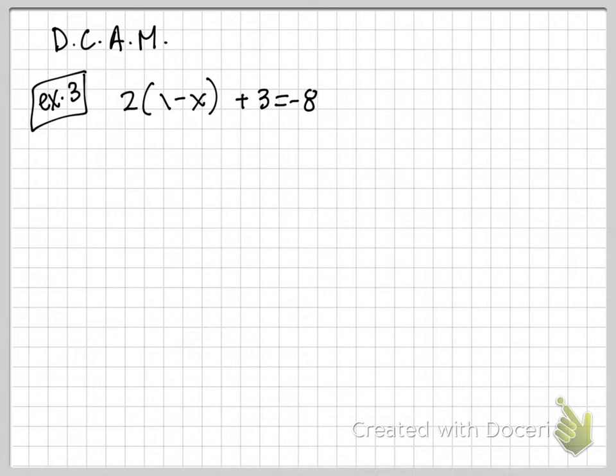Zegan, I would take 3 off of each side, right? You could do that, but according to our DCAM, what should we do first? Do the parentheses first, right? Do the distributing first. You could subtract 3 from both sides, but I'm going to have us just always do the same order.